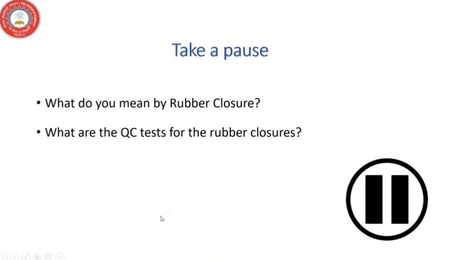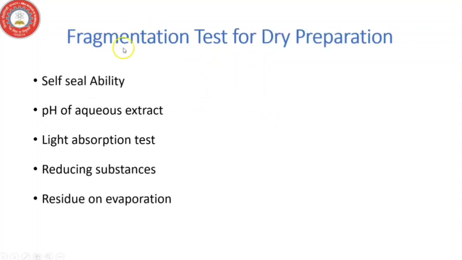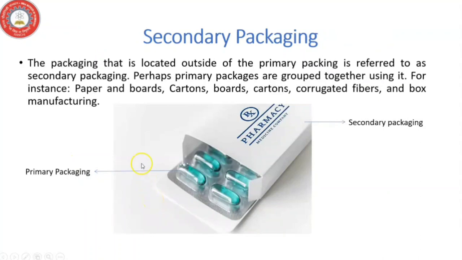Now take a pause and let's recall what we have discussed, like what do you mean by rubber closures and what are the QC tests for rubber closures. Let's move forward and discuss the fragmentation test for dry preparation: self-sealability, pH of aqueous extract, light absorption test, reducing substances, loss on evaporation.